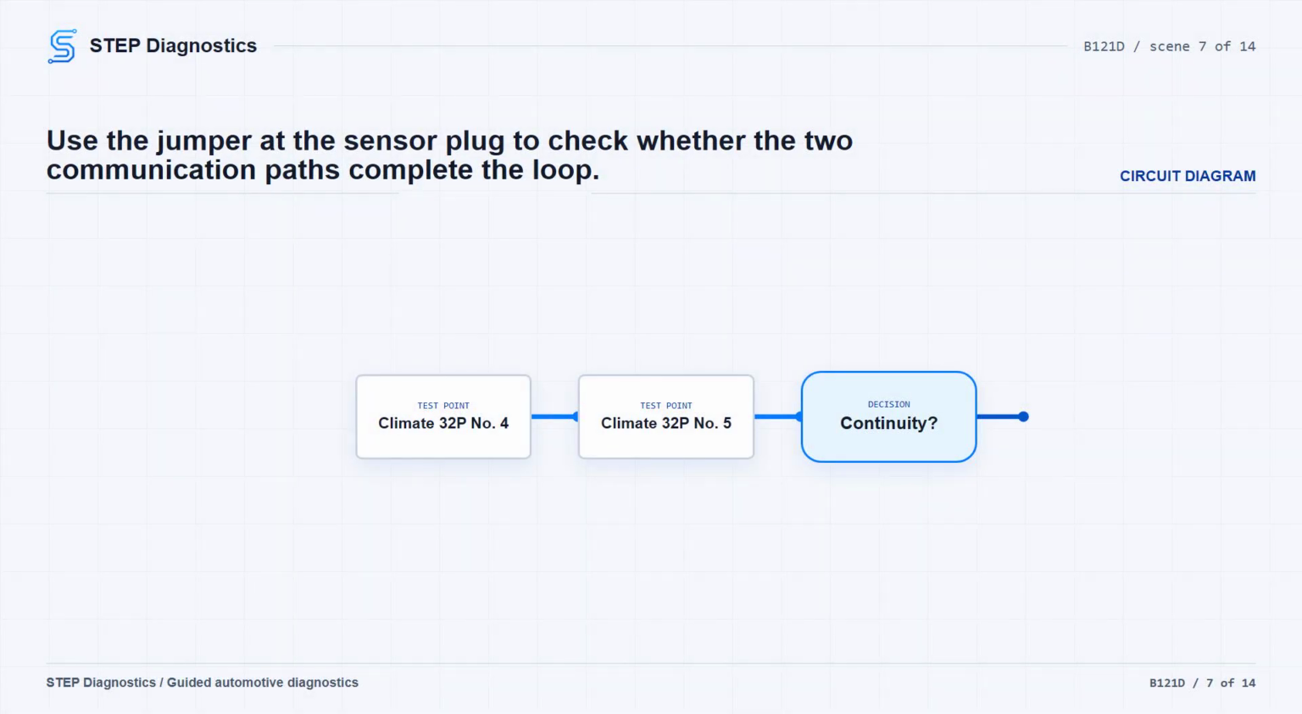Now use a jumper at the disconnected sensor connector between No. 2 and No. 4. With both the climate control unit 32P connector and the sensor 4P connector disconnected, check continuity between climate control unit connector No. 4 and No. 5. If continuity is present, continue to the next check. If it is not present, the path branches to identify which of the two communication wires is open.